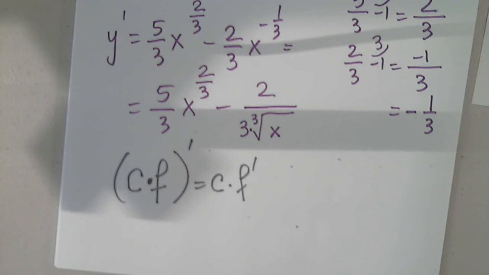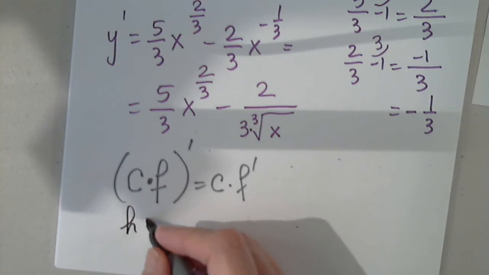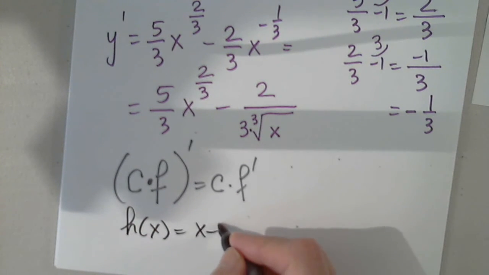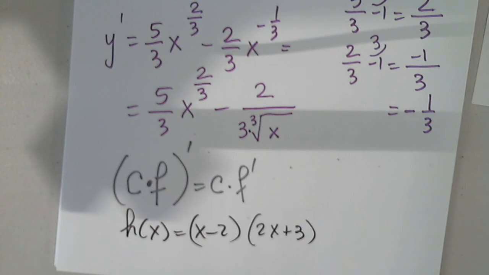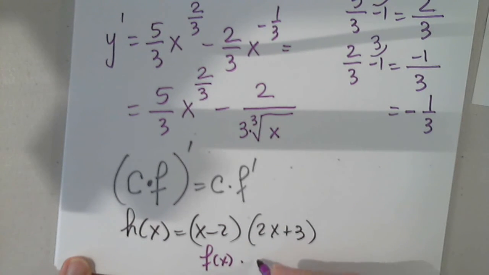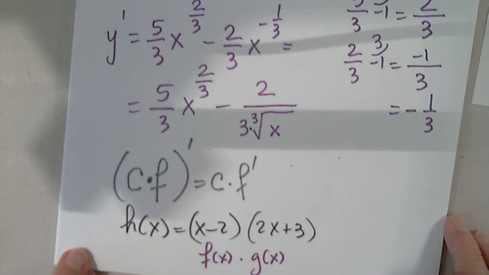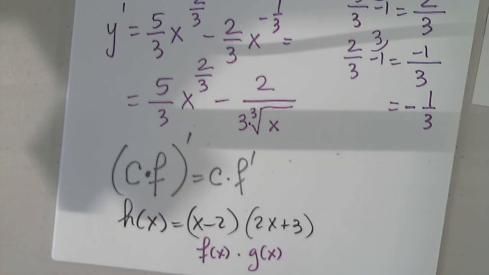What if we have a product like h of x equals x minus 2 times 2x plus 3? At this stage, we do not know how to differentiate a product. This is a product of a function f of x multiplied by a function g of x. We do not know how to differentiate a product yet. We will, hopefully today. So since I don't know how to differentiate a product, that's no problem.